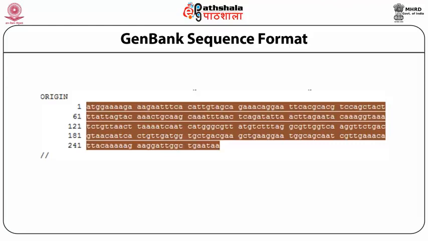Finally, in the GenBank format, the third section is the sequence section. It starts with the origin field and the sequence is displayed. The sequence is displayed in 6 columns, each column having 10 bases, that is 10 residues, which are numbered on the left side, starting with 1.